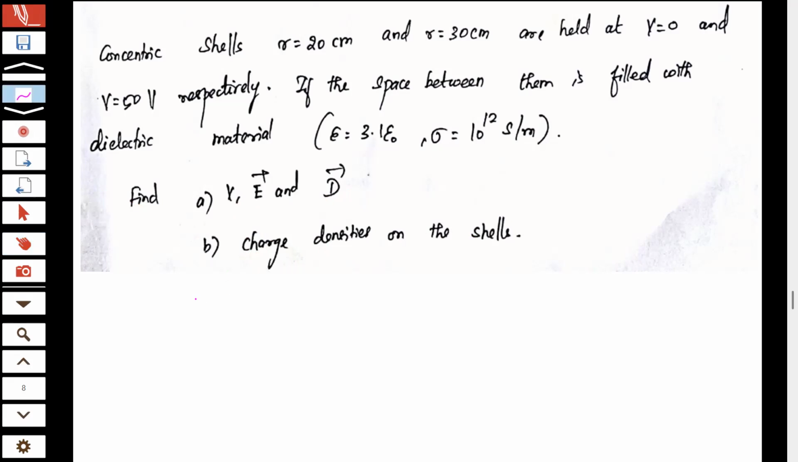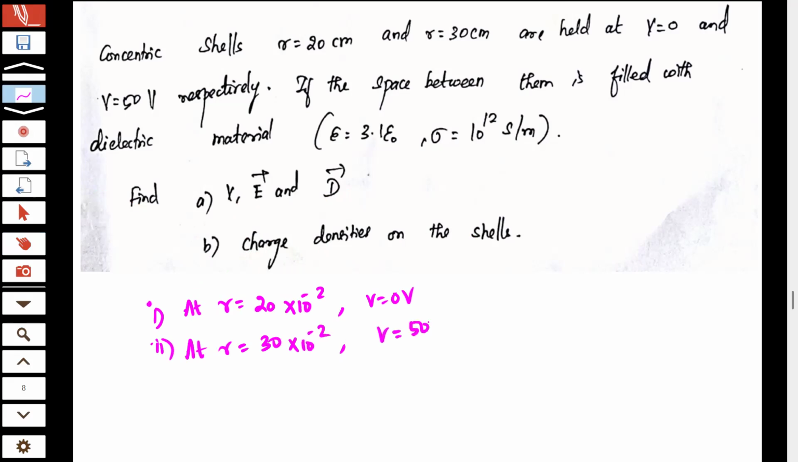First, we will write down the boundary conditions. In this case, the first boundary condition says at r equals to 20 centimeter, which is 20 into 10 power minus 2, voltage is 0 volts. And the second boundary condition says at r 30 centimeter, 30 into 10 power minus 2, voltage is 50 volts respectively. These two are the boundary conditions. Also, epsilon is 3.1 epsilon naught. Means here in this case, epsilon r value is 3.1. Also, conductivity is given 10 power 12 Siemens per meter.